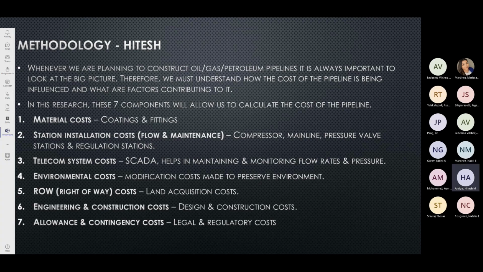Sixth is the engineering and construction costs. It deals with the costs related to the design and construction teams of the whole project. Seventh is the allowance and contingency costs. These are the legal and regulatory costs. These are necessary costs for getting your application filed with the authorities.